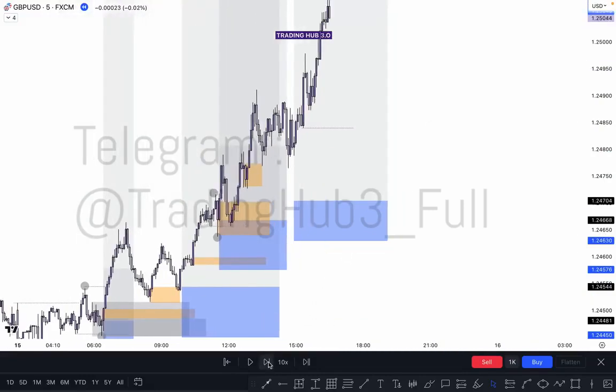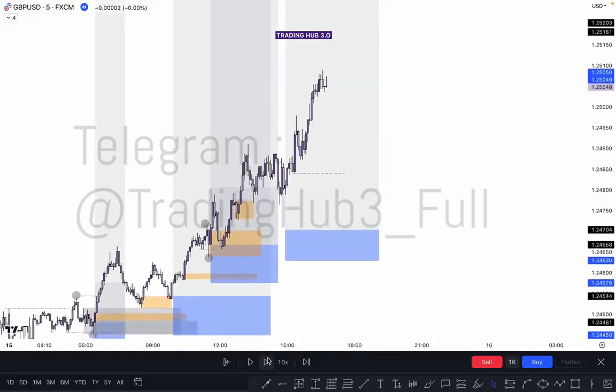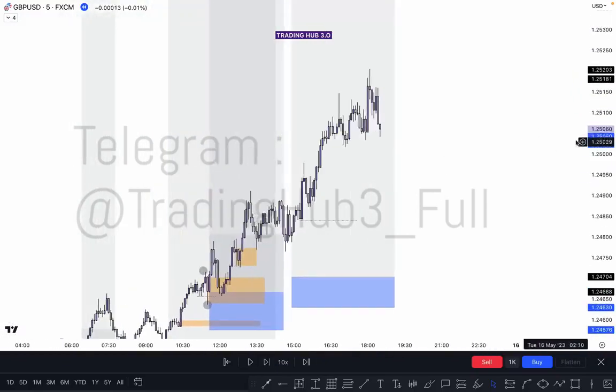Let's see what happened next here. The market creates another higher high and pushes upside, right? So let's see what happened next after this one. All right, this one is quite interesting here.